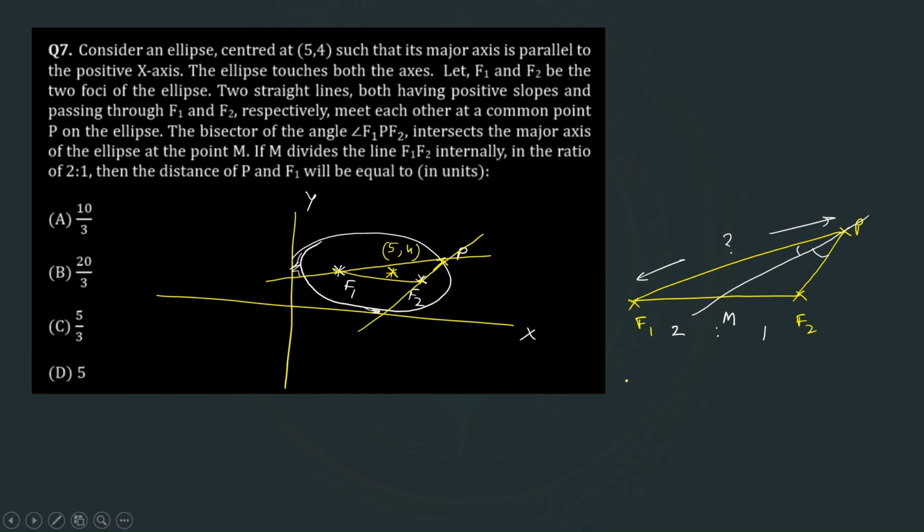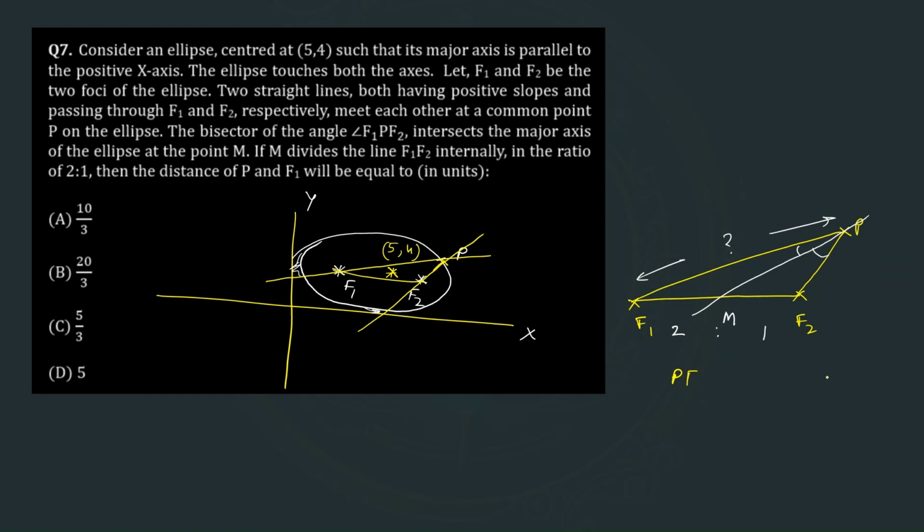What is that? Yes, you are right. As P lies on the ellipse and both of these two lines pass through the foci of this ellipse, we can write that the sum of the focal distances of this point from the foci is equal to the length of the major axis of the ellipse, which is 2 times 5, so 10. So PF1 plus PF2 is equal to 10.